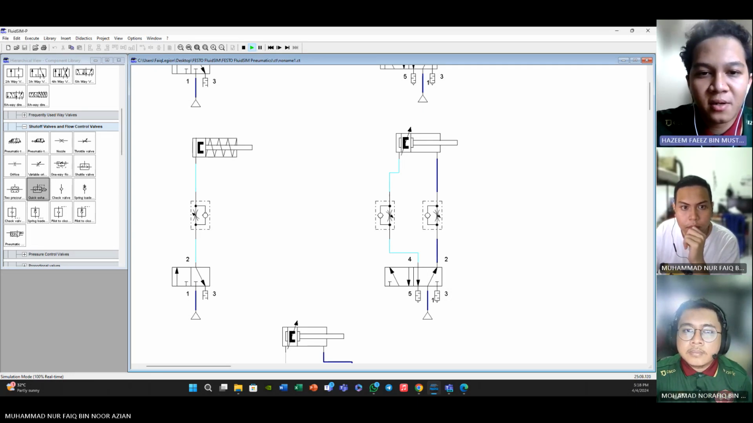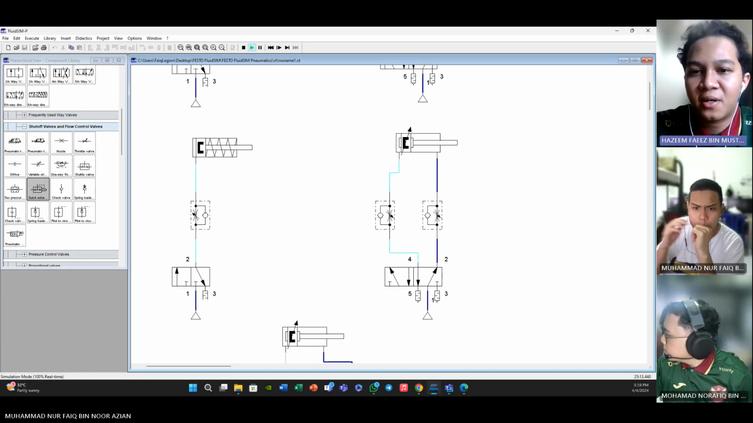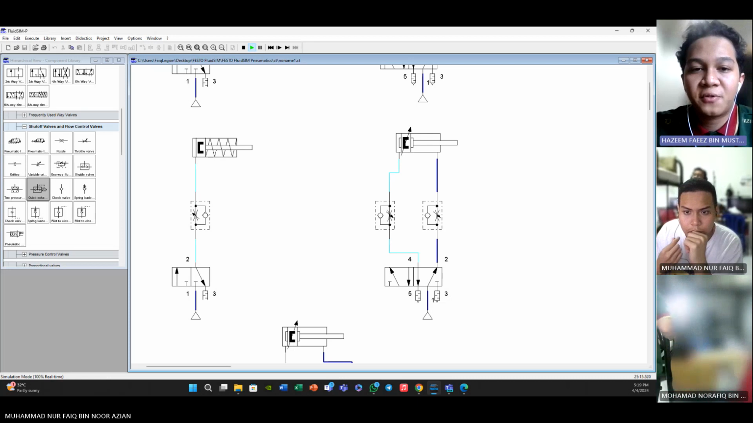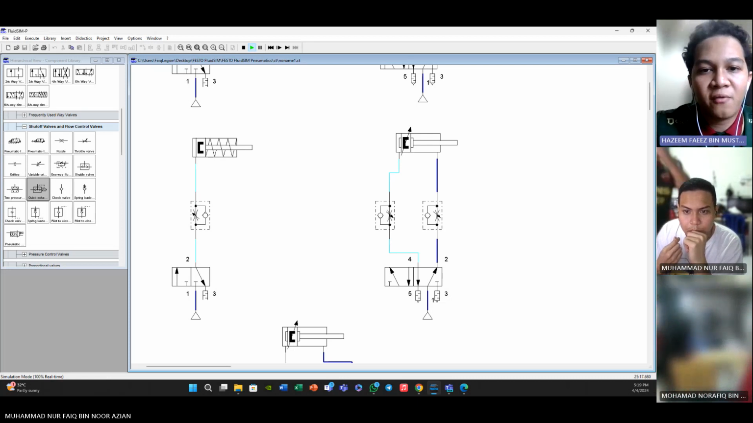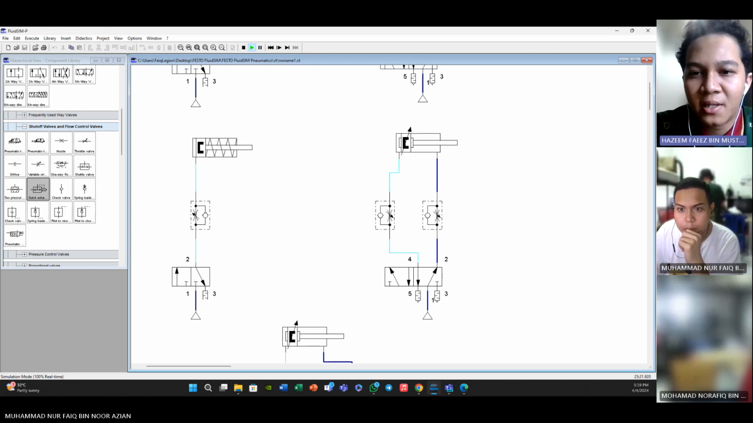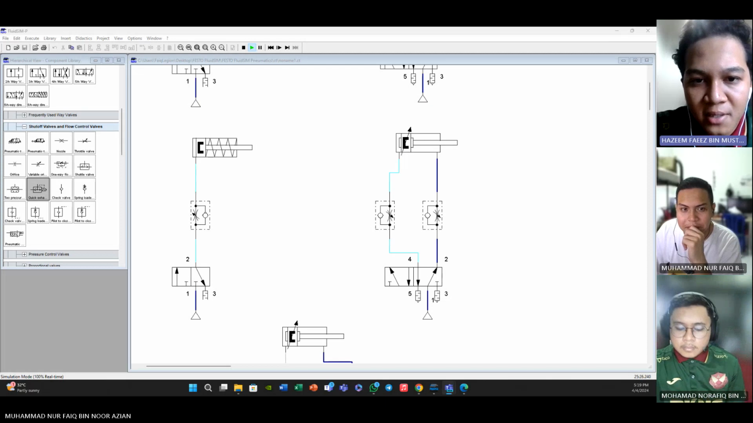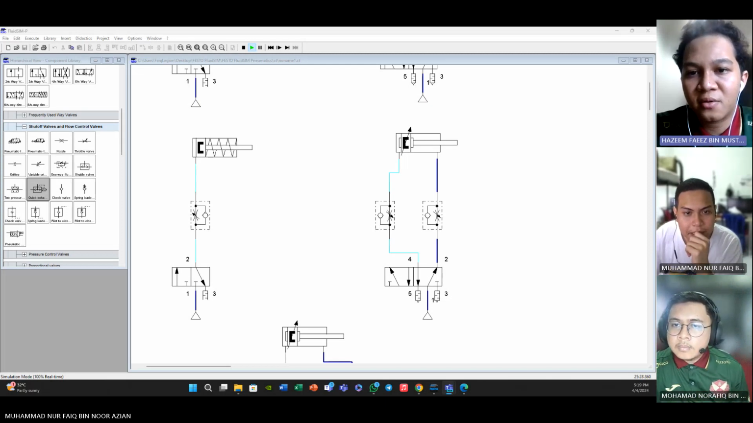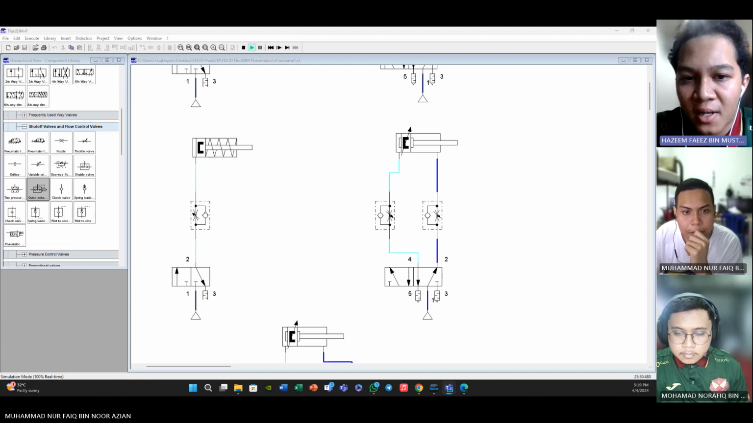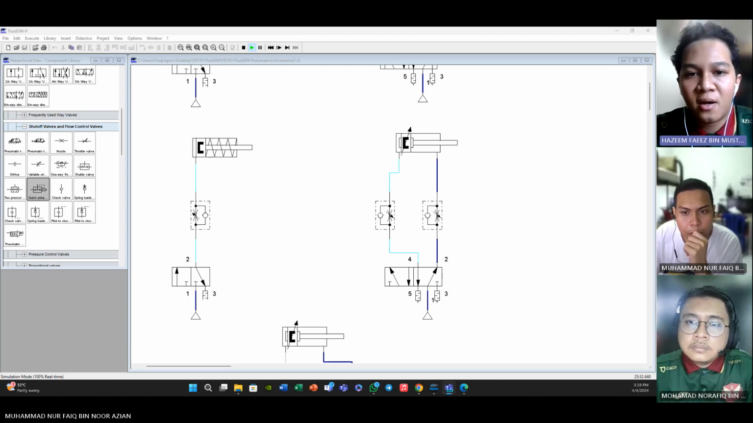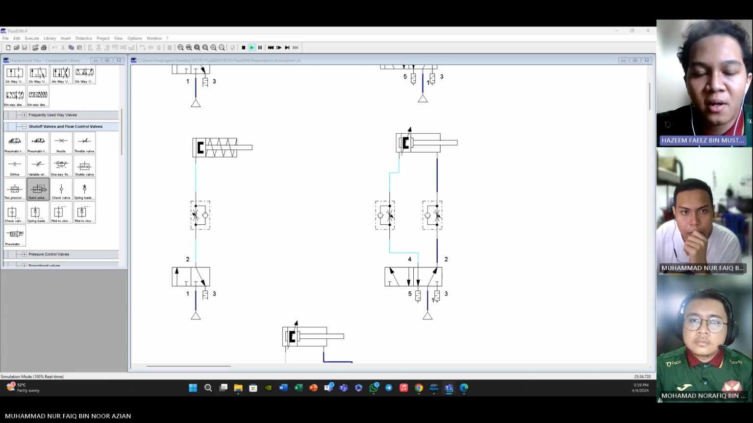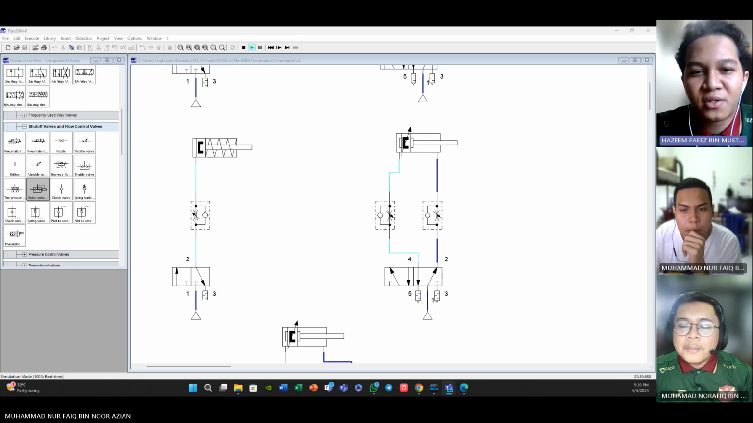Yeah, sure. Here is how a throttle valve works in controlling the speed of cylinder motion. The first one, controlling airflow. A throttle valve is installed in the pneumatic line that supplies air to the cylinder. By adjusting the position of the throttle valve, the flow rate of air entering or exiting the cylinder can be controlled. The second one, speed regulation.